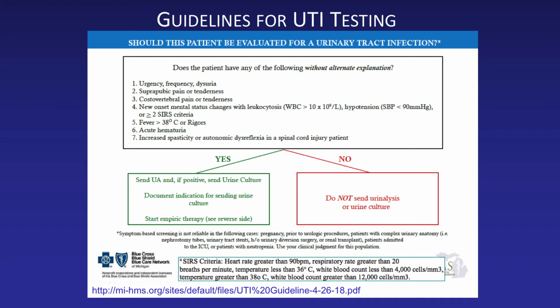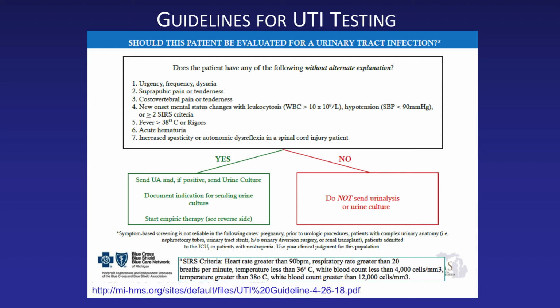These symptoms include urgency, frequency, and dysuria, suprapubic pain or tenderness, costovertebral pain or tenderness, new onset mental status changes with leukocytosis, hypotension, or greater than or equal to SIRS criteria, which are defined in the green box below, involving heart rate criteria, respiratory rate, temperatures, leukocytoses. If they have a fever or rigors, if they have acute hematuria, and that is defined as gross hematuria, meaning you can see it in the urine. This is not simple cloudiness. And if they have increased spasticity or autonomic dysreflexia in a spinal cord injury patient.